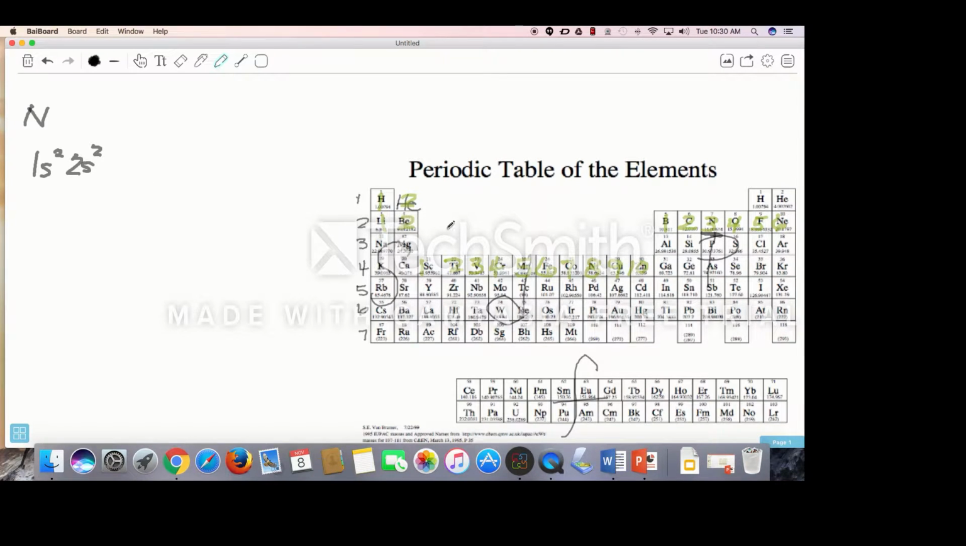Now that we're done with 2s, we come over here to the P sublevel, which is still in the second period. So now we have 2p. But we no longer have to draw out all 3 orbitals. We can simply write 2p. And if we count to nitrogen, we count 1, 2, 3. And that is the superscript that we write for our electrons. So if you count, 2 plus 2 is 4, 4 plus 3 is 7, and that's how many electrons nitrogen has. Let's look at sodium.